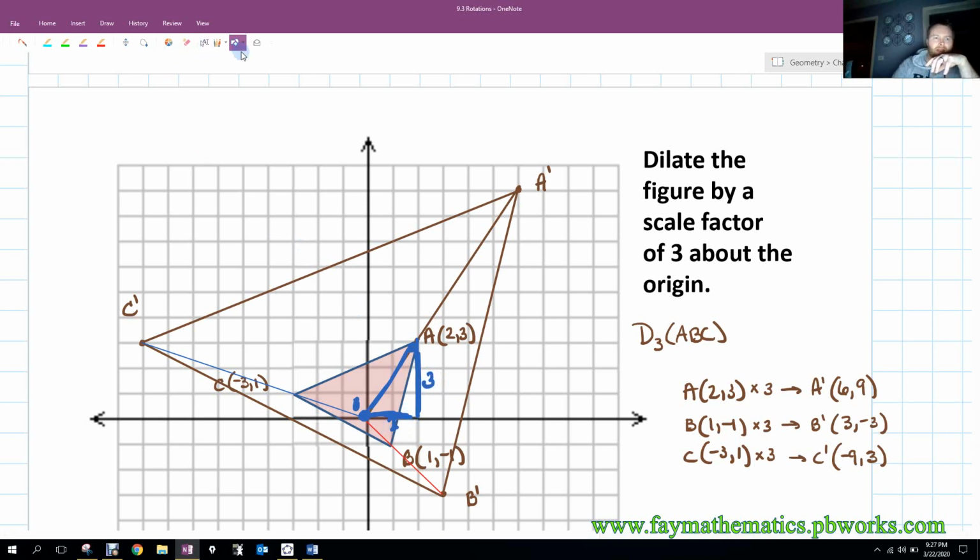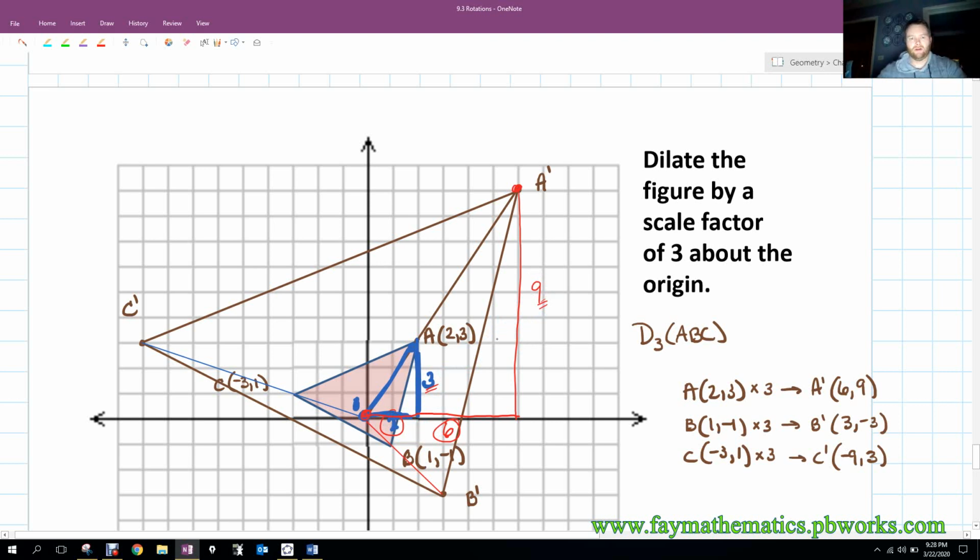Okay, if I go from the origin to A prime, that run, there's 2, 3, 4, 5, 6. And if I count that, that rise is 9. So we had a run of 6 and a rise of 9 from the origin to A prime. Well, if I look at that 2 compared to that 6, it's a factor of 3 that is the difference. If I look at that 3 and that 9, it's a factor of 3, that's the difference.